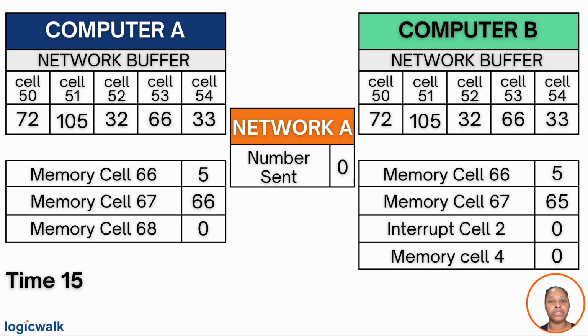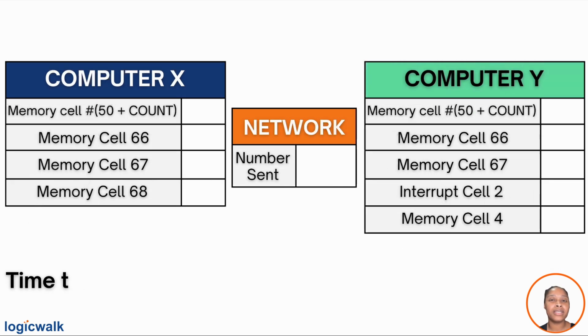Now let's look at a more general scenario. Suppose at some time t, the state of computer X is memory cell number 50 plus count, its buffer cells, holds some value we'll call val. Memory cell 66 holds the total data size. Memory cell 67 holds y, the destination computer's identifier. And memory cell 68 is on, signaling the network device that data is ready to be transferred. The network device's number sent currently holds some value we'll call count.